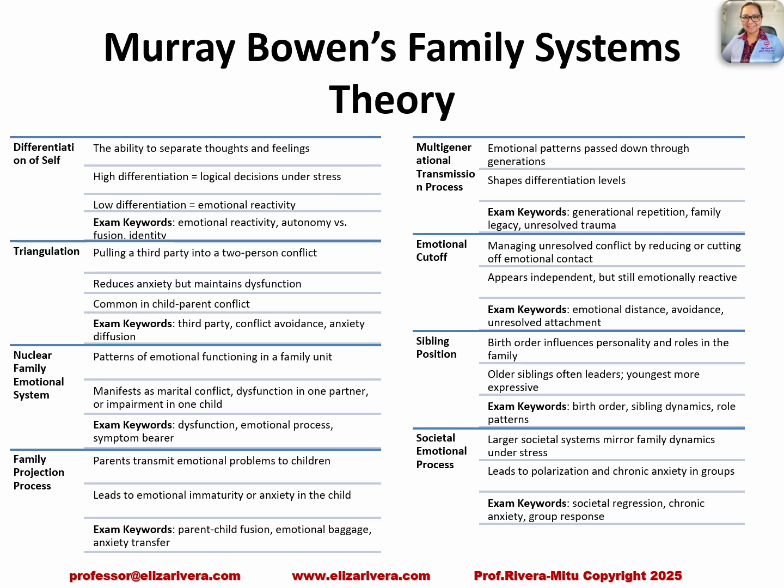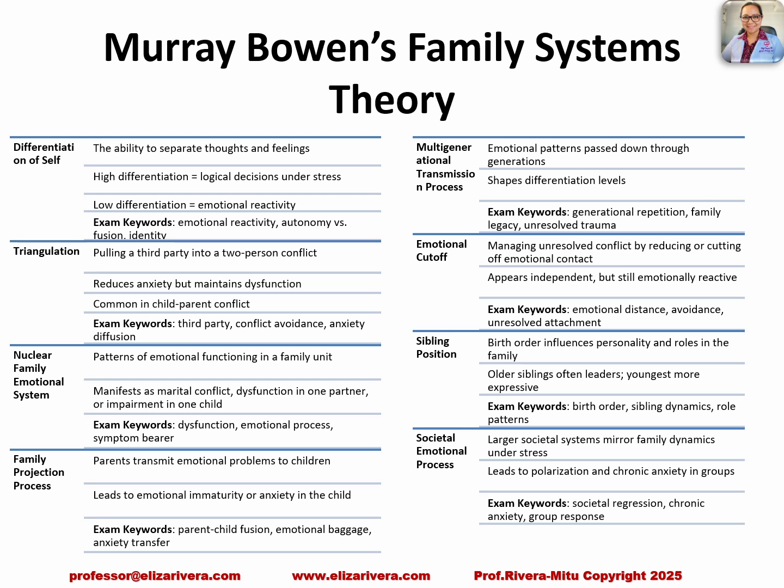Triangulation explains how a third party is drawn into conflicts, often seen in parent-child relationships, which temporarily reduces anxiety but perpetuates dysfunction. The nuclear family emotional system describes recurring emotional patterns that can cause marital conflict or issues in one family member. The family projection process shows how parents can pass emotional problems to children, affecting their emotional development.